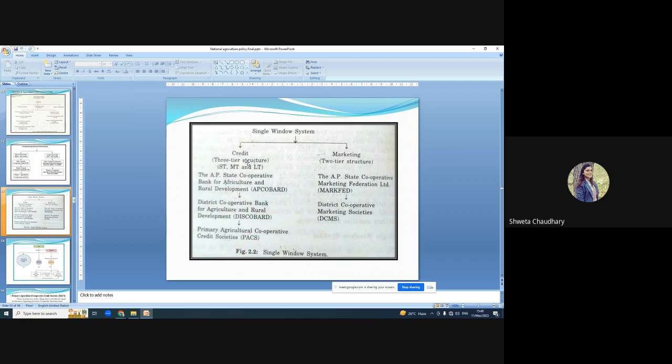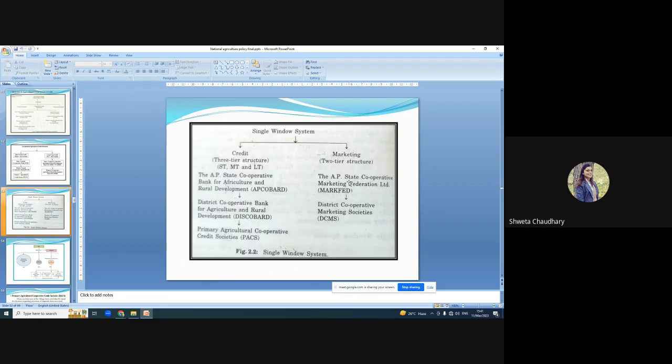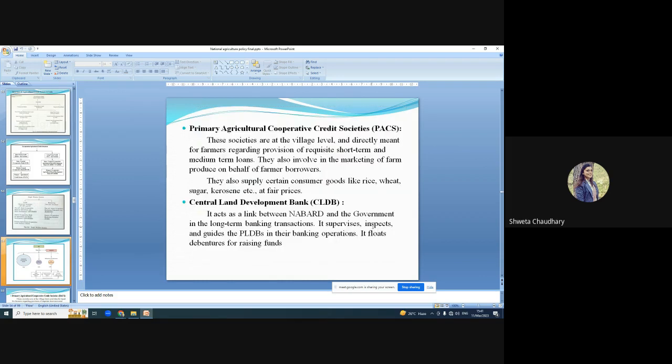It means you will be getting all types of production loans, short, medium, and long term, under one umbrella. And you will be getting marketing loans under the second umbrella. Earlier you were having production credit from here and investment credit from here, but there was no role of marketing credit. But now it has been changed to production and investment credit under one window, and marketing is also there in another window. This is the new structure.